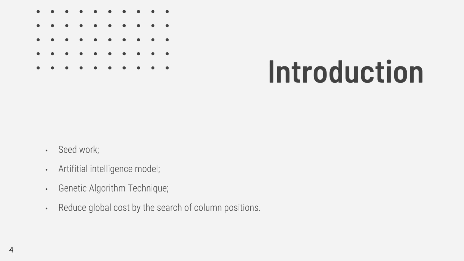For that, the genetic algorithm technique was used as the optimization methodology, in which it searches for column positions that reduce the global cost of the building structure, such as concrete volume and steel weight.